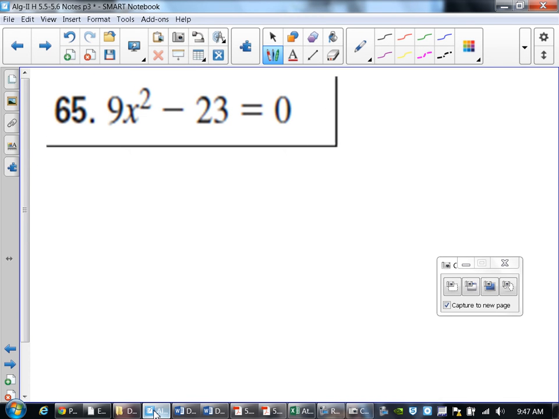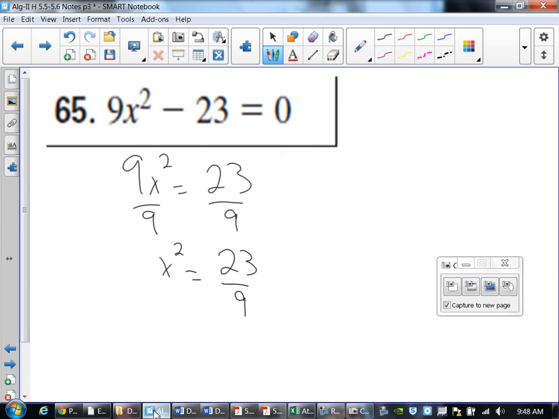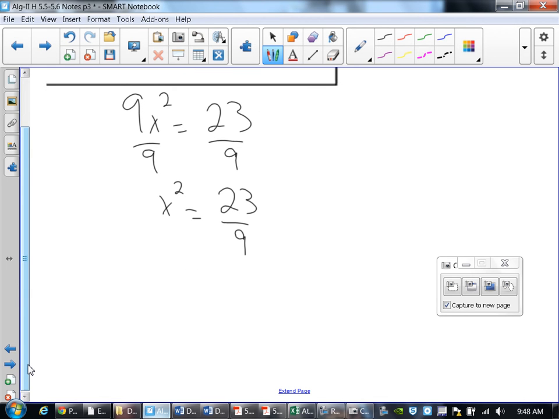Is there a middle term here? No. There's no middle term here, which means all I have to do is this. 9x squared equals 23. Divide by 9. X squared is gonna equal 23 over 9. With plus minus. So x will equal plus minus square root of 23 over 3. Because when you take the square root of that, you can take the square root of that denominator and not have to worry about rationalizing. It works out nice.